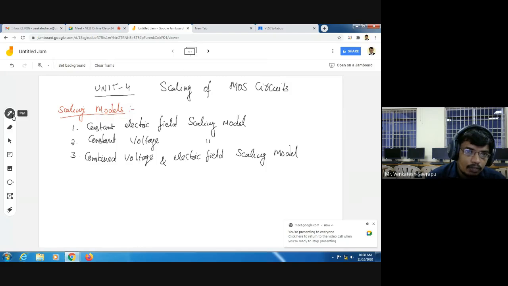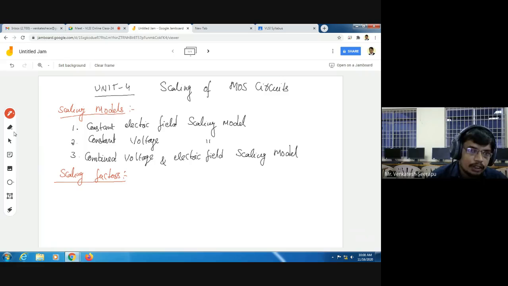And what is the difference between the 3 scaling models? We have different types of scaling factors. What are the scaling factors? Commonly used scaling factors are 1 by alpha and 1 by beta. These are the commonly used scaling factors.